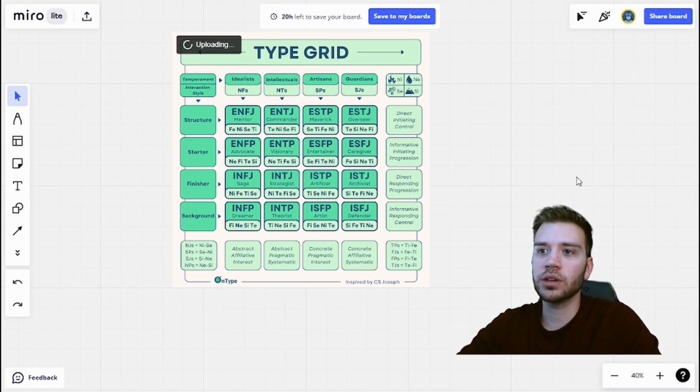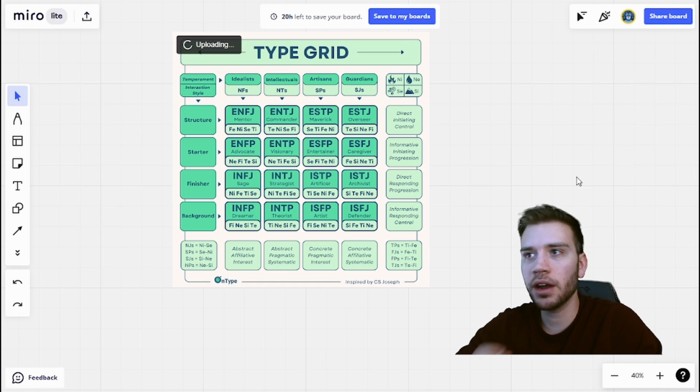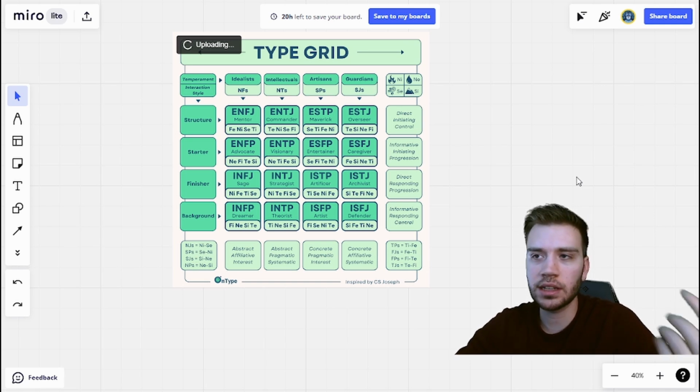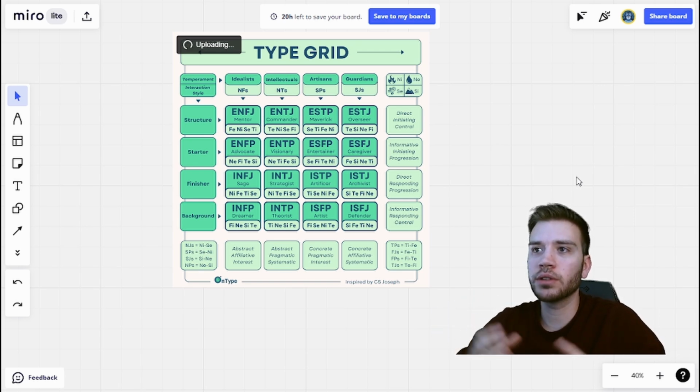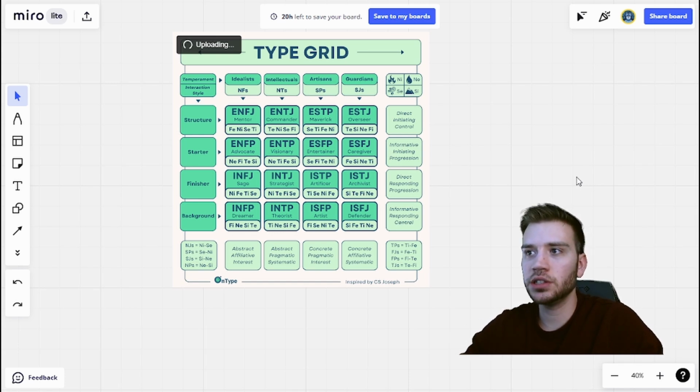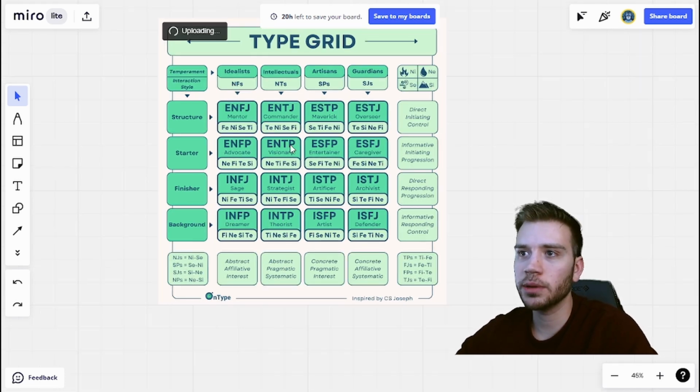The type grid was created by C.S. Joseph to combine the theories of Dr. Linda Behrens, Dr. David Keirsey, and Dr. John Beebe, and of course, as everybody knows, Dr. Carl Jung. So combining these different theories into a type grid, we've done our own version here, but it's really just a reorganization that looks at these different elements. So let's look at it.